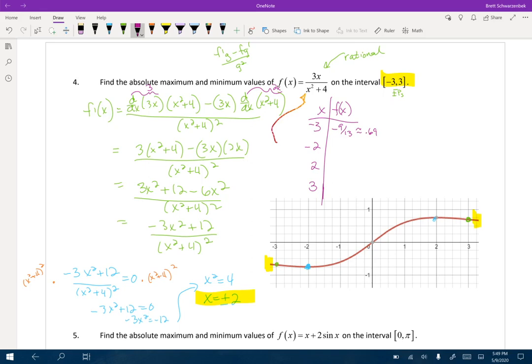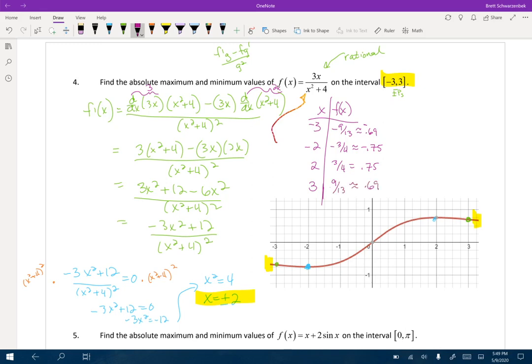So, for example, if you put negative 2 in there, and reduce it, you get negative 3/4. Well, that is negative 0.75. This is a negative, by the way. And then if I plug 2 in, we're going to get positive 3/4, which is positive 0.75. And if we plug a 3 in, we're going to get positive 9/13, which of course is positive 0.69.